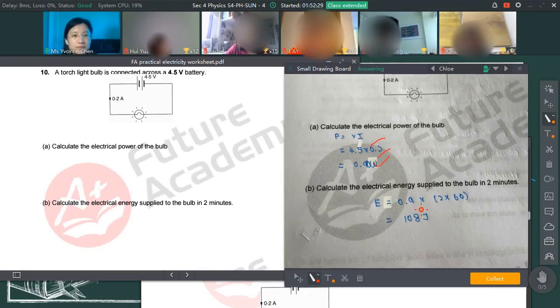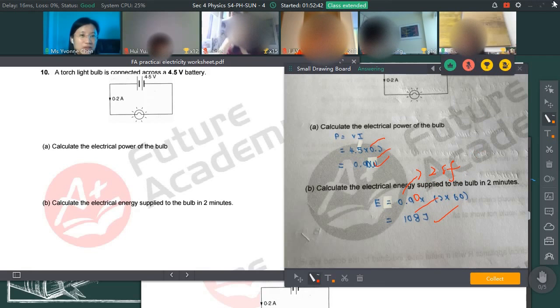Chloe, well done. Very good. Oh, just one thing. I want to see 0.90. You know why? 2SF. Make the answer perfect. 2SF. Okay. Good.